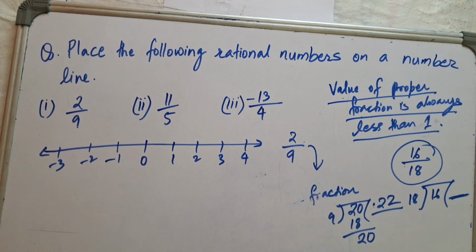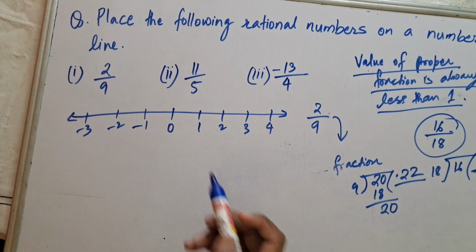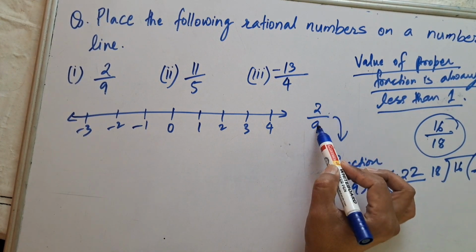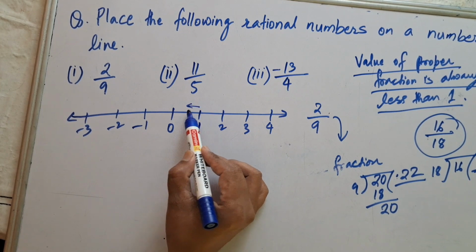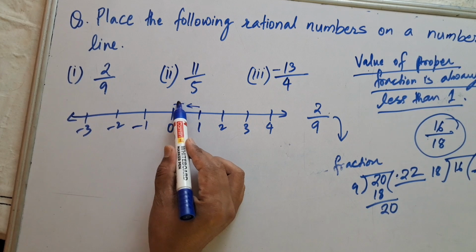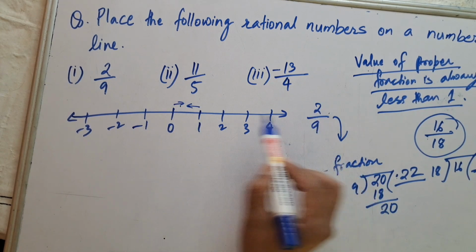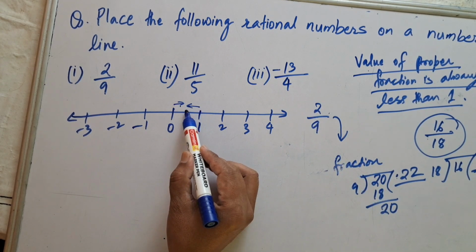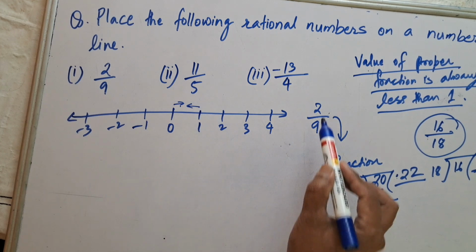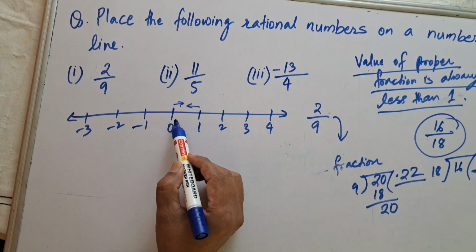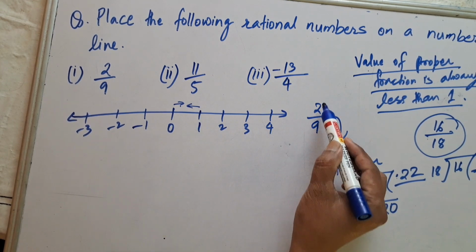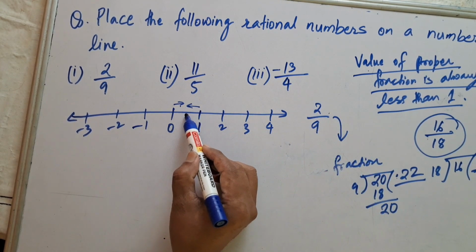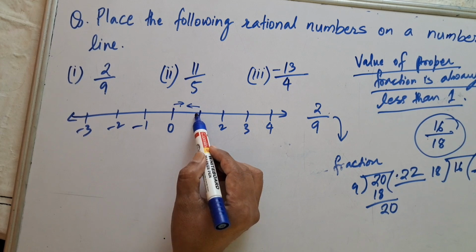Now let's understand, the value of 2 by 9 is always less than 1, isn't it? So the value should be less than 1 and greater than 0. Okay, 2 by 9 is greater than 0 and less than 1, which means 2 by 9 probably lies in between 0 and 1, somewhere here. Okay, 2 by 9 lies in between 0 and 1, isn't it?